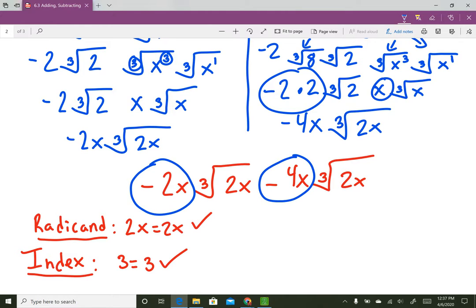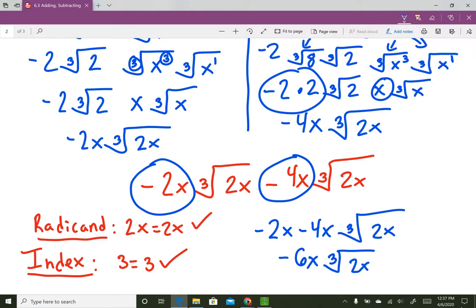Well, let's see. I'm going to make this negative 6. Oops, jumped the gun. Negative 2x minus 4x, and then the cube root of 2x. I just need one of them. Negative 2x minus 4x is negative 6x cube root of 2x. And we have our answer now.